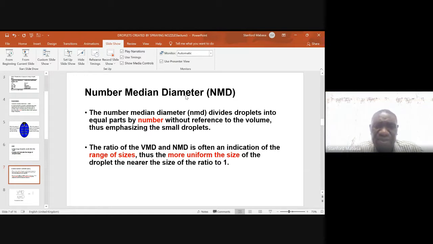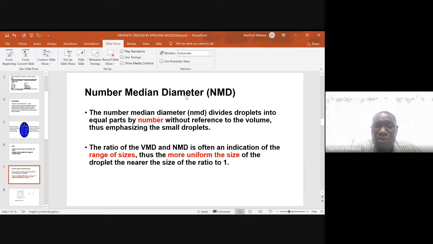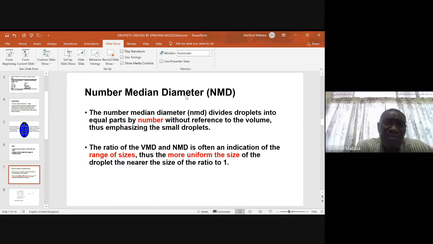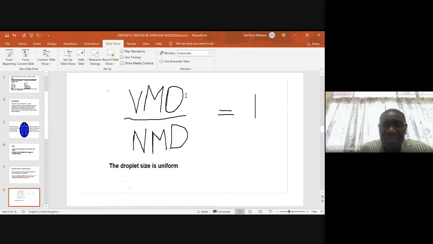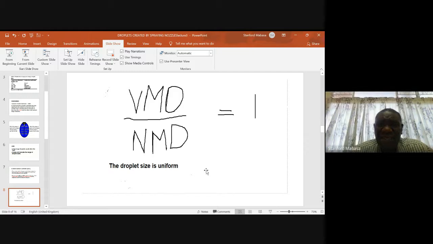Then when you have the two values of VMD and NMD, you can find their ratio. If it is equal to one, it's an indication that you are having droplets coming from the nozzle which are almost uniform. So this is the ratio of VMD and NMD, which can describe the nature of the droplets coming out of a nozzle. If it is nearer to one, it means you've got a droplet size which is uniform.